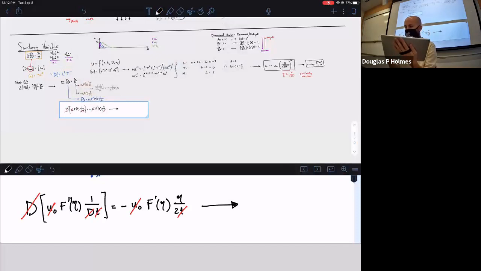Which is that f double prime is equal to negative 1/2 eta f prime.